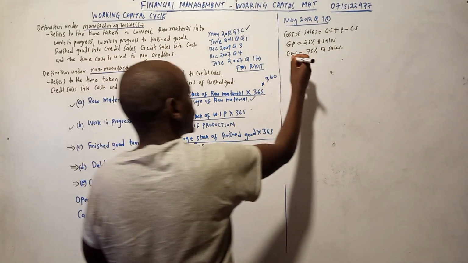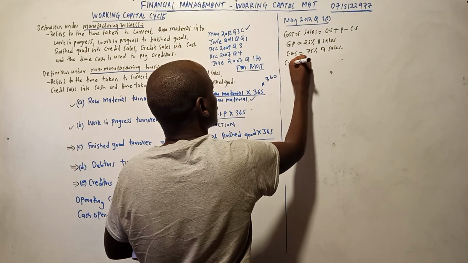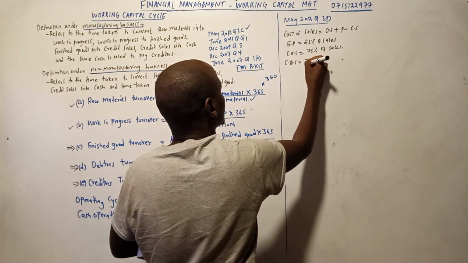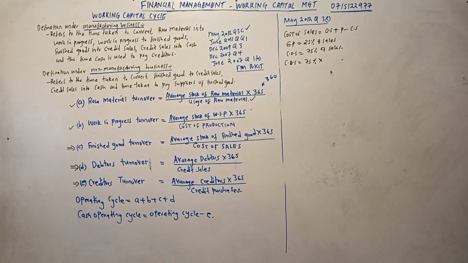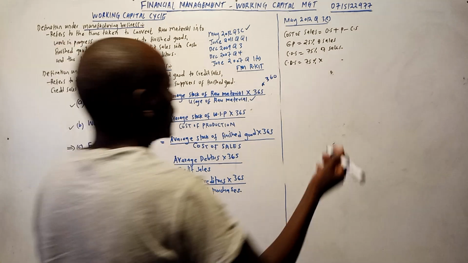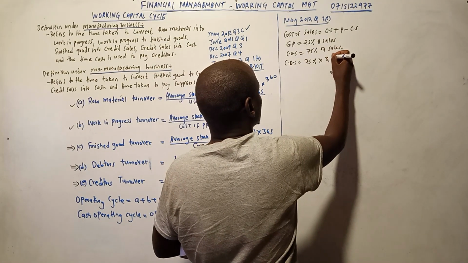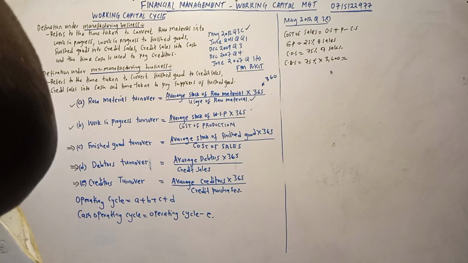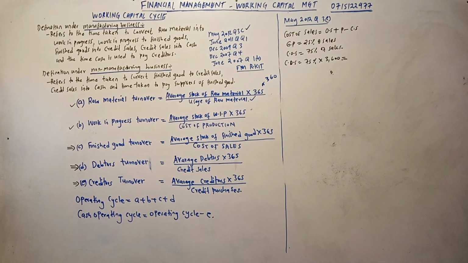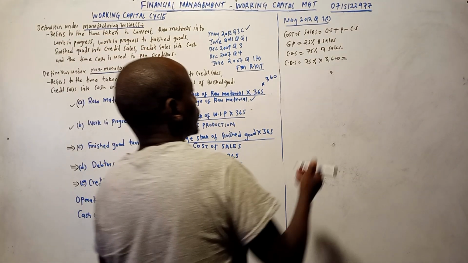Now let us start with cost of sales. So cost of sales will be 75% of the sales. Now what's our sales? Our sales is the total on credit, that's 3,600. So multiply. So it will be 0.75 times 3,600, which is 2,700. 2,700.